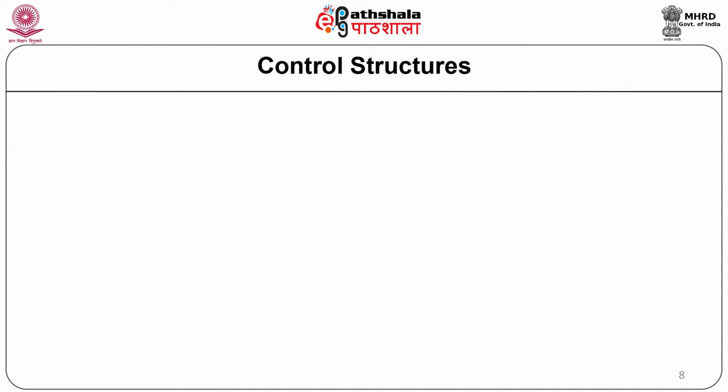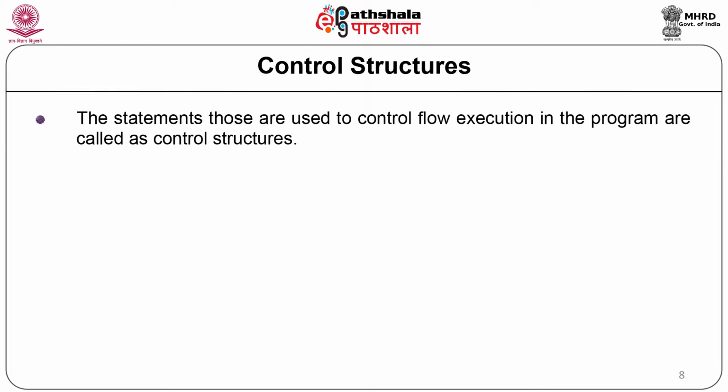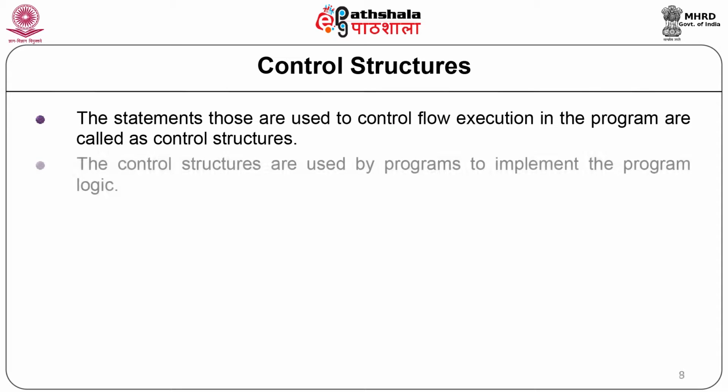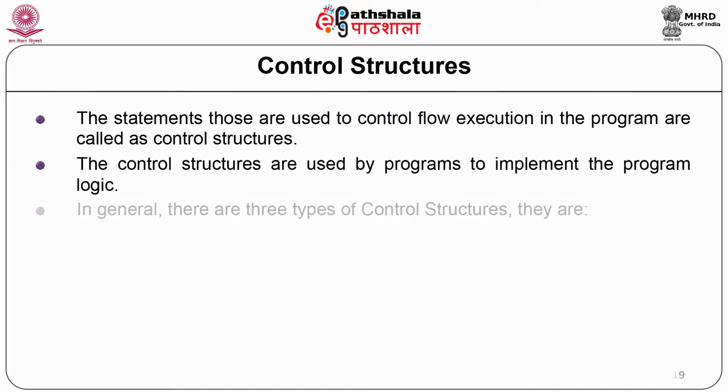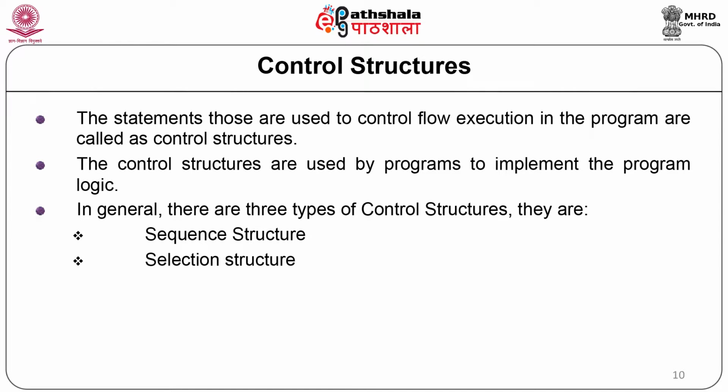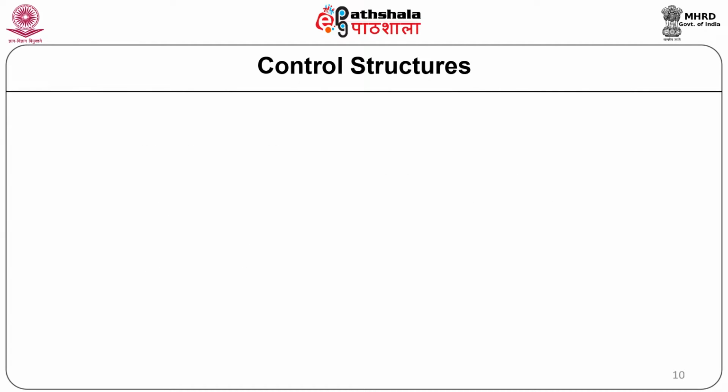Now, let us see what control structures are. The statements that are used to control the flow of execution in the program are called control structures. The control structures are used by programs to implement the program logic. In general, there are three types of control structures: sequence structure, selection structure and loop structure. Now, let us see each one of them in detail.